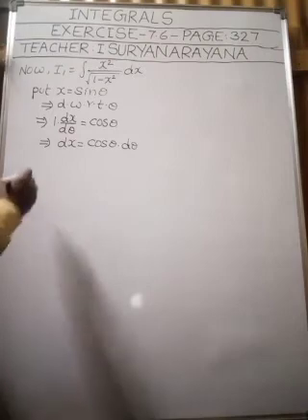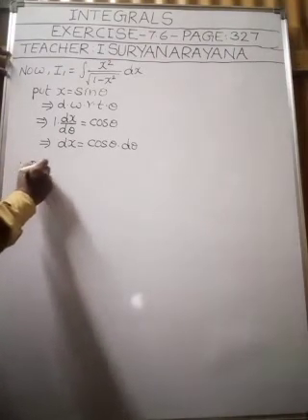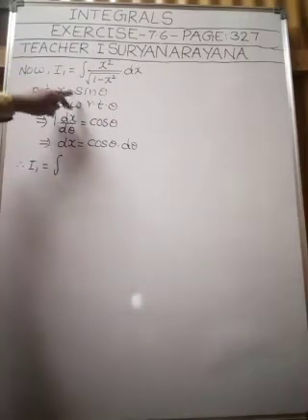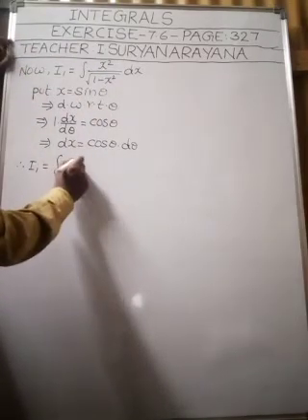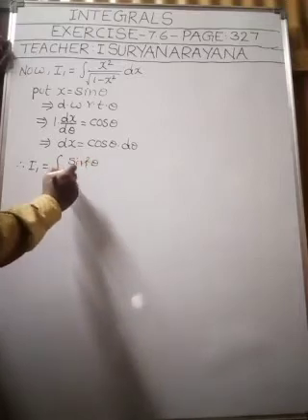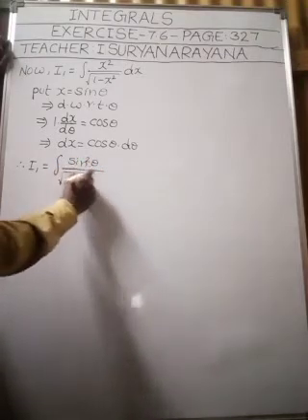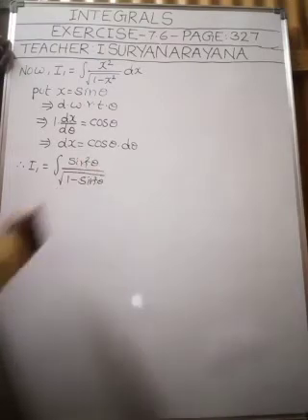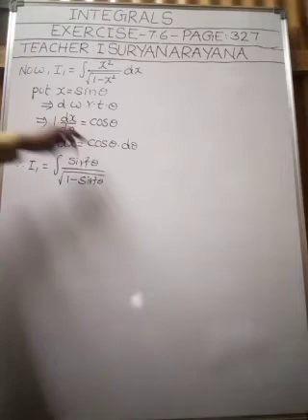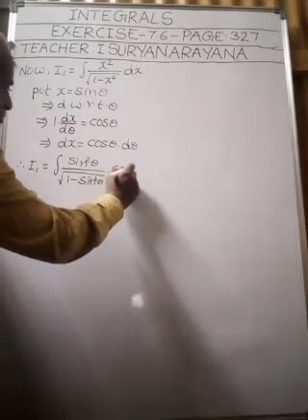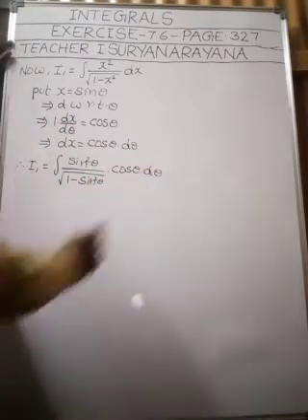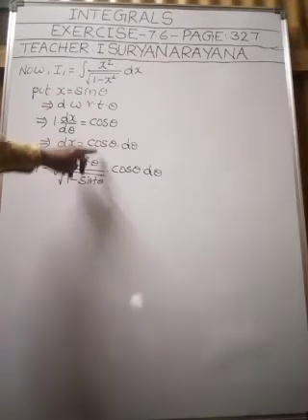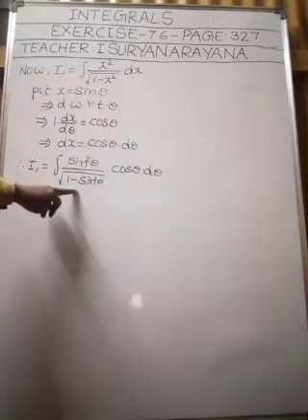Therefore, I1 is equal to integral x square, that means sine square theta, by root of 1 minus sine square theta into dx. What is the value of dx? Cos theta d theta. Understood this step, my children? We substituted this x value and dx value in this I1. Then we got this step.